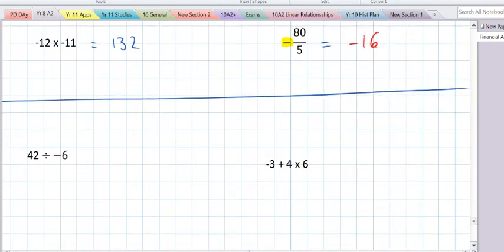Alright. Similarly, bottom left. 42 divided by negative 6. Minus 7. You can just roll this in your calculator, right? You can, yes.